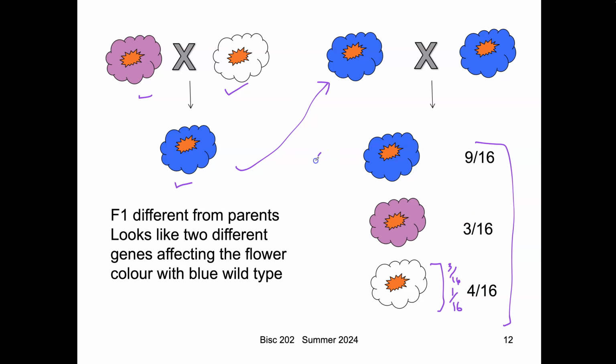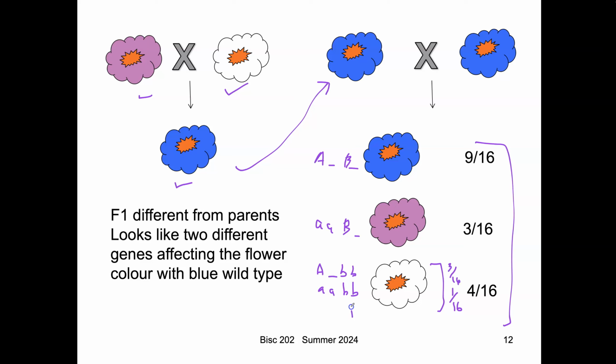And so 9/16 would be two dominant alleles. The 3/16, you'd be mutant for one of them, but have at least one dominant for the other. And then these ones would be mutant for the other gene, the B gene, and mutant for both genes. And when we see this, this is an example of recessive epistasis.